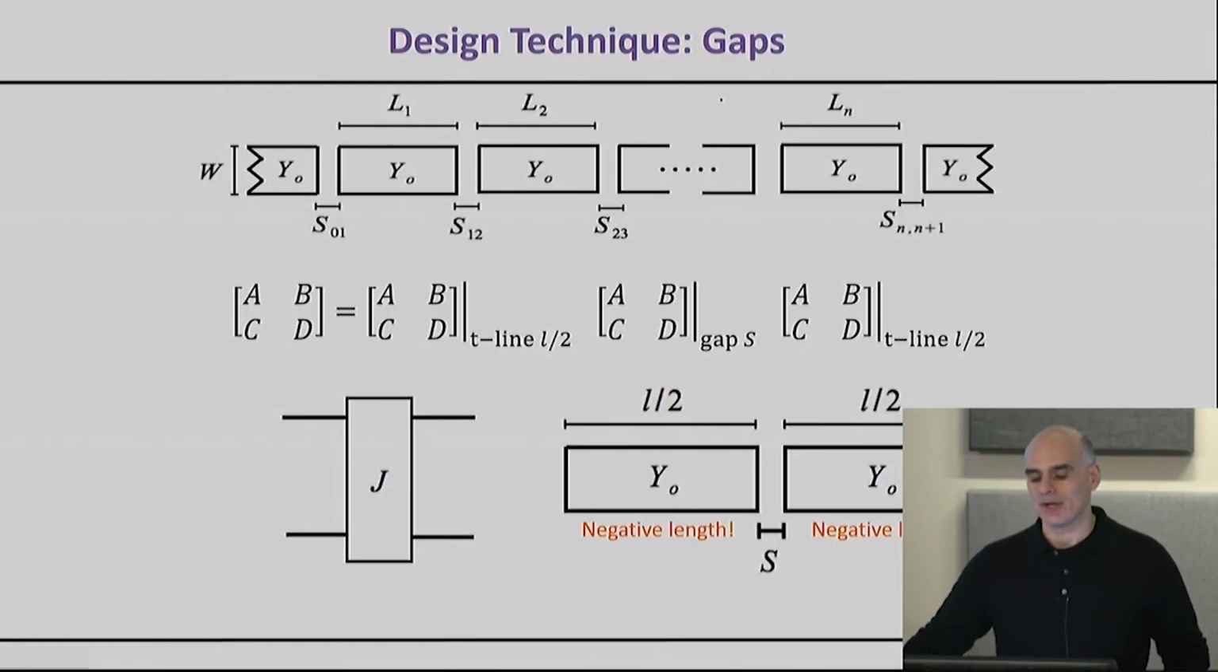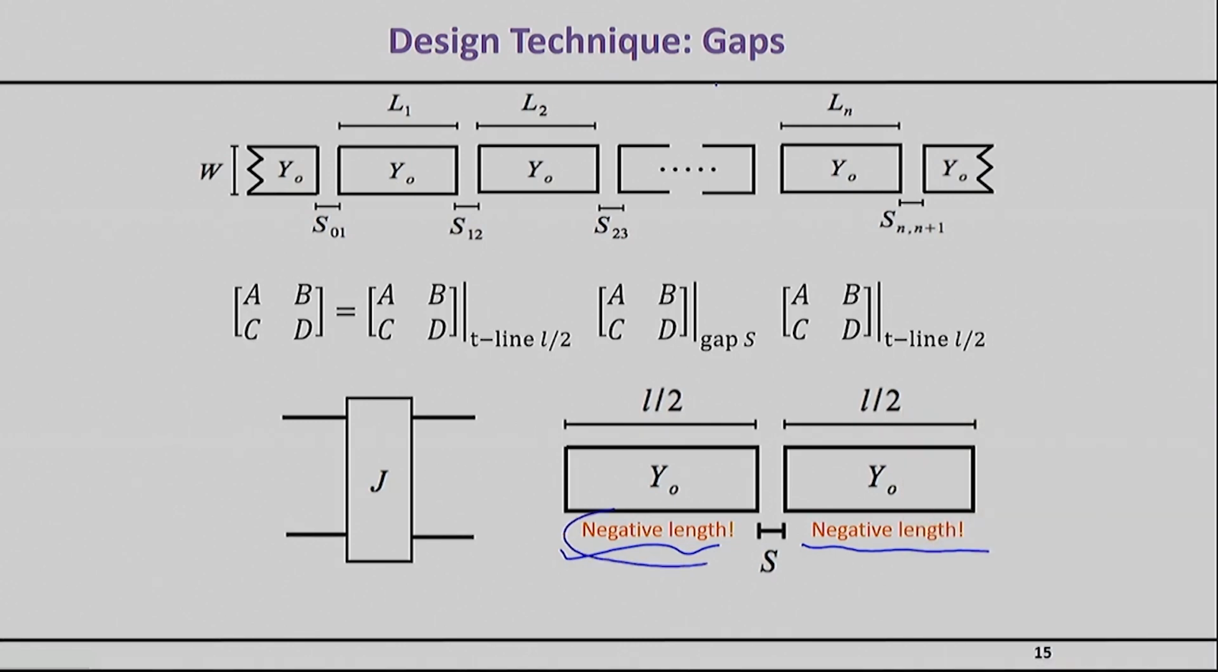All right, so now let's go ahead and see how we're going to do this computation. It is actually very clear that the gap itself doesn't implement the needed inter-resonator coupling. But the gap with a transmission line section to the left and to the right does. And it turns out that this length that is needed is basically going to be negative.